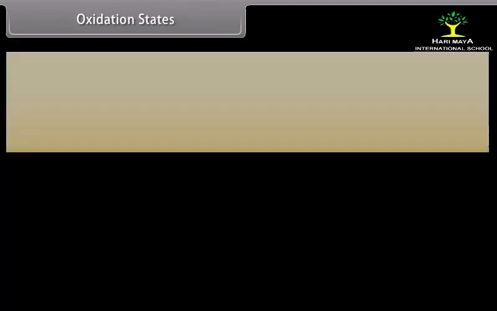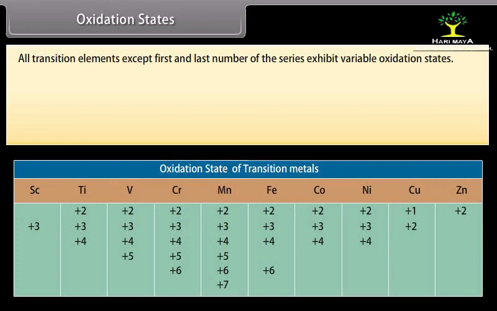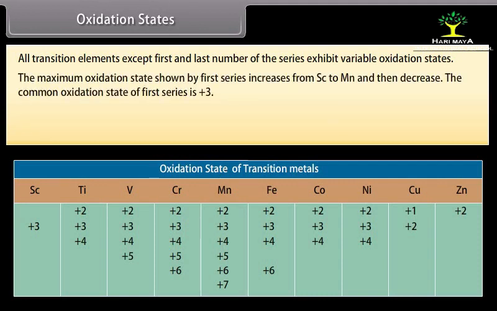Oxidation states. All transition elements except the first and last member of the series exhibit variable oxidation states. The maximum oxidation state shown by the first series increases from scandium to manganese and then decreases. The common oxidation state of the first series is +3.